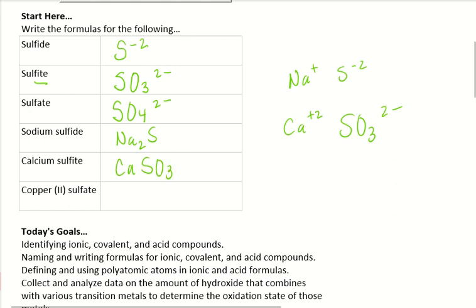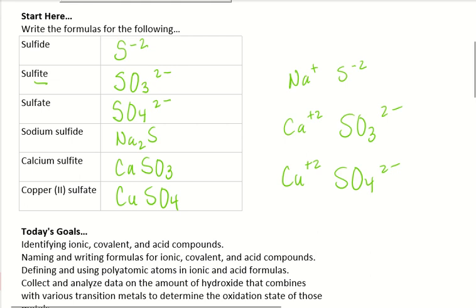So CaSO3. Copper 2 sulfate, Cu 2 plus, SO4 2 minus. How many of each do you need? 1. CuSO4. Questions?